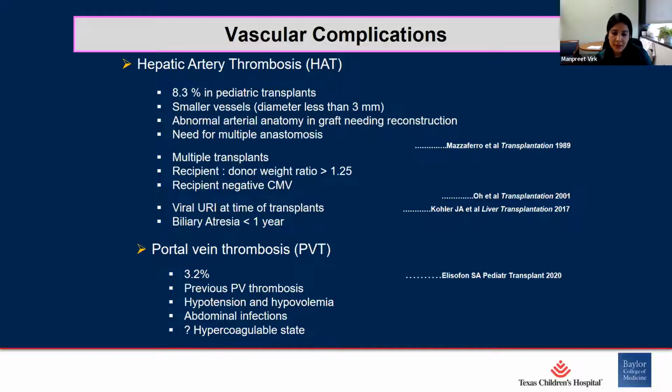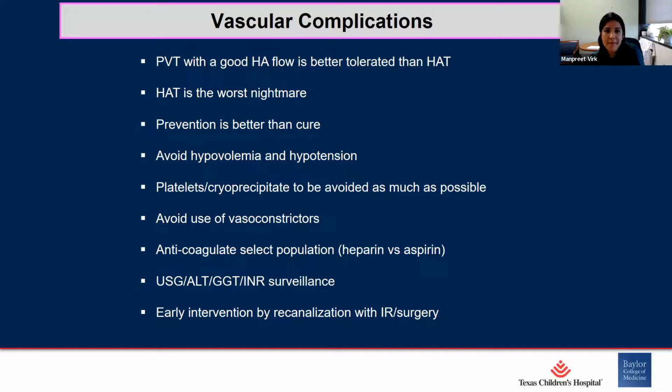And multiple abdominal infections, by way of causing endothelial dysfunction and further promoting thrombi formation, and potentially an underlying hypercoagulable state. A portal vein thrombus, though, with good hepatic artery flow is better tolerated than hepatic artery thrombosis, given the dual supply. And then hepatic artery thrombosis is our worst nightmare.